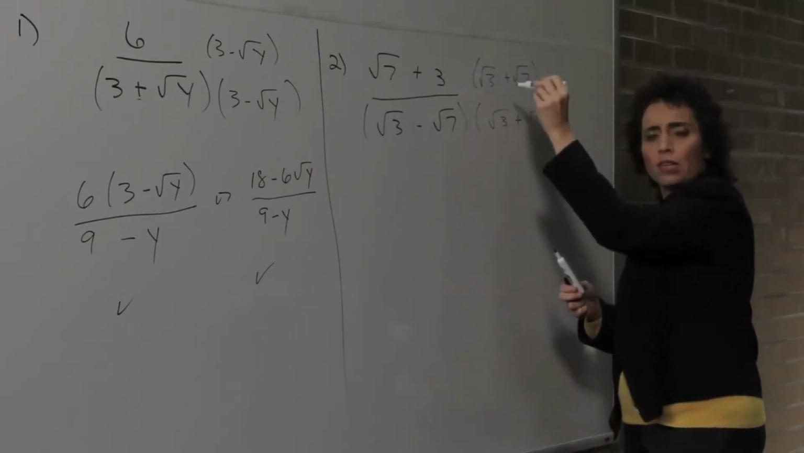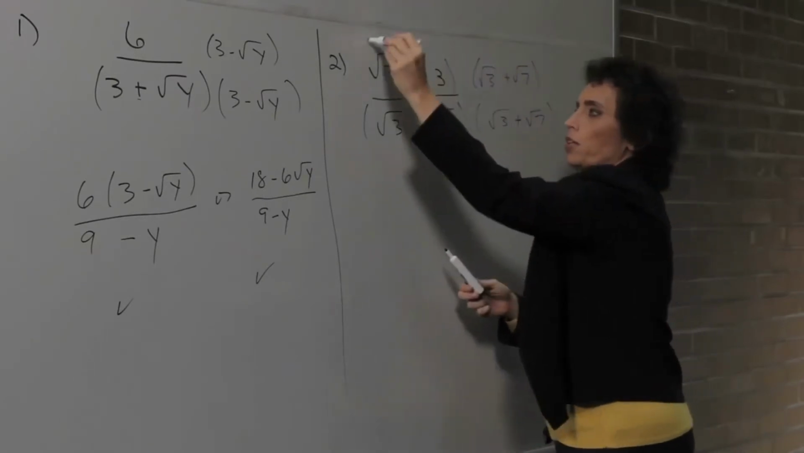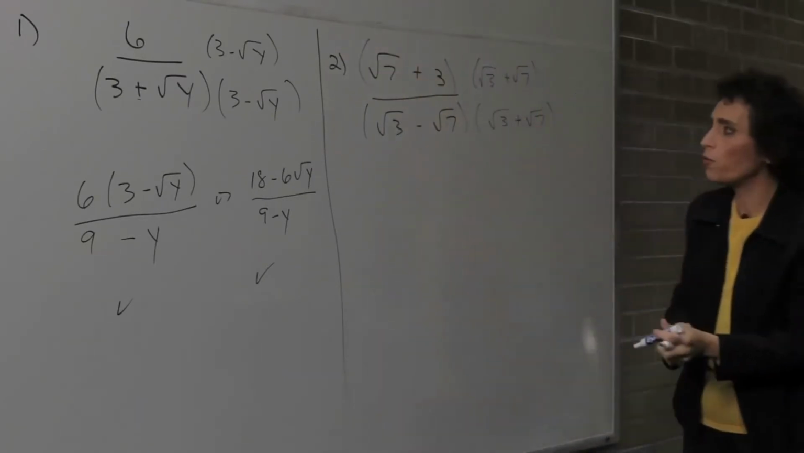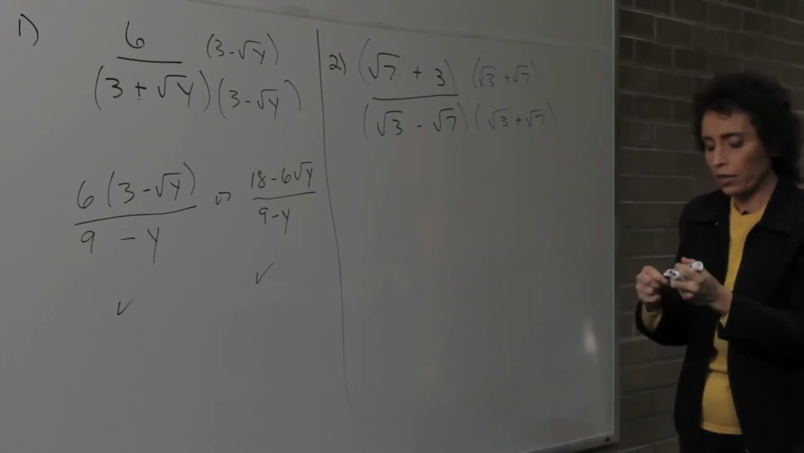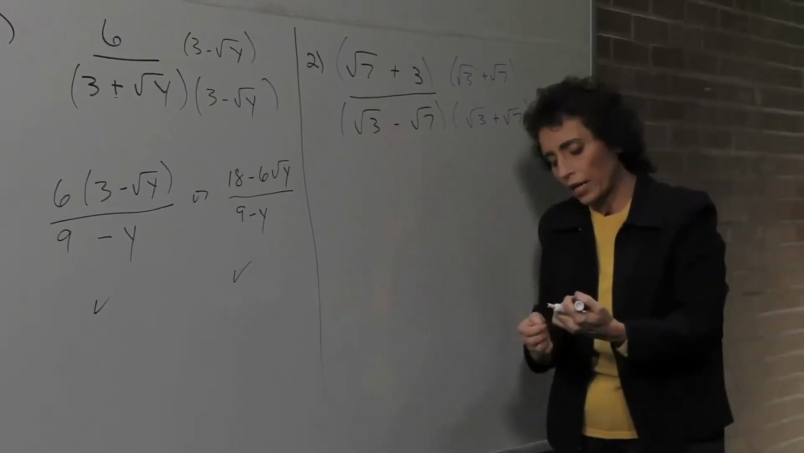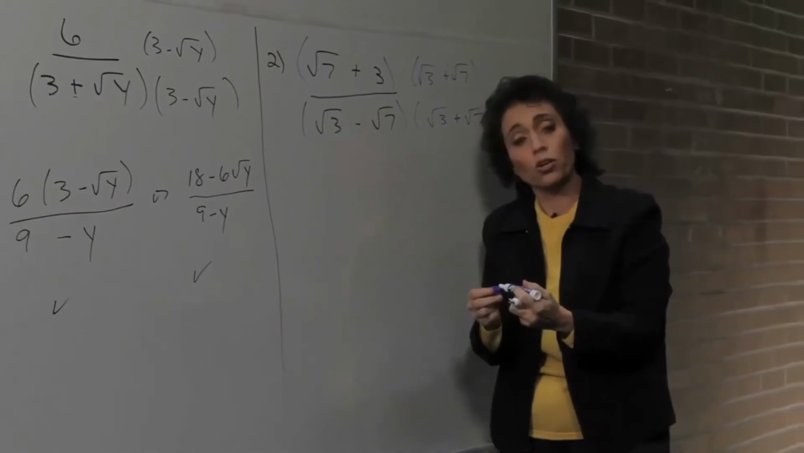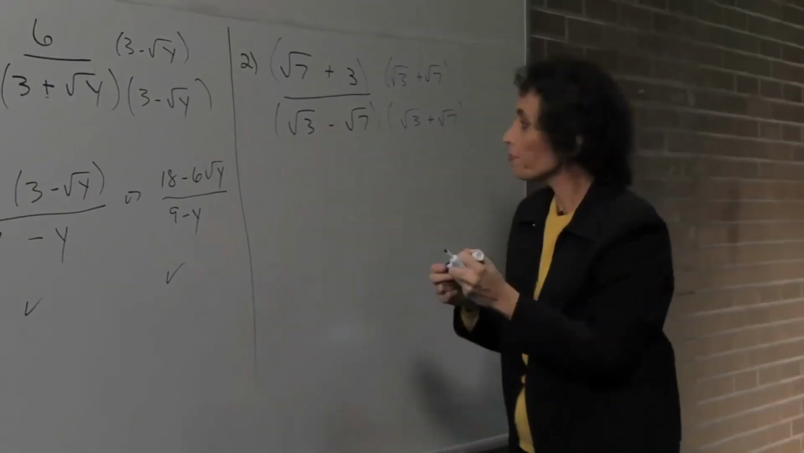Whatever you do to the bottom, you do to the top because it's a fraction and we're building. That's how we build fractions. We're multiplying by a form of 1. And now on the top, we're going to distribute. Okay, so it's hard to get a black cap on a blue marker. It just doesn't work. Okay, so here we go.